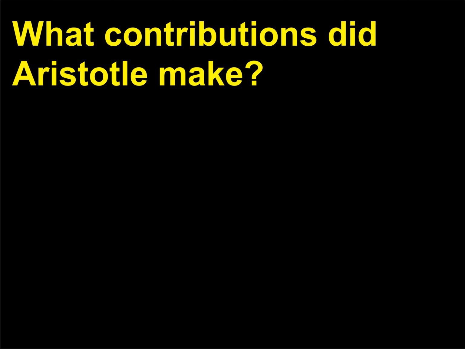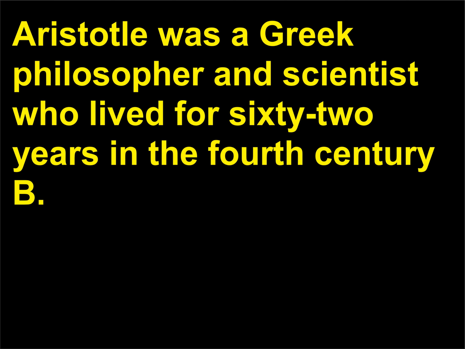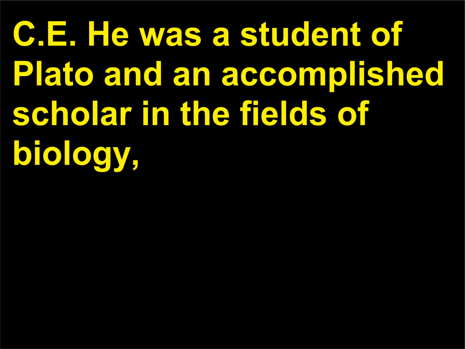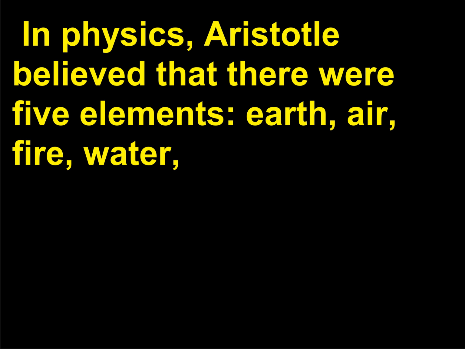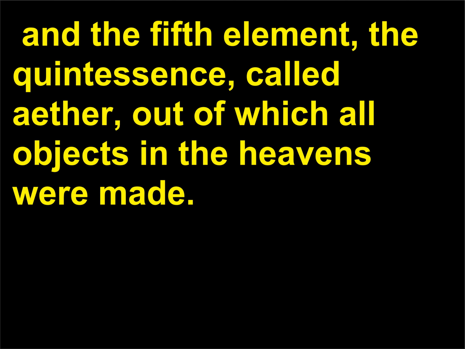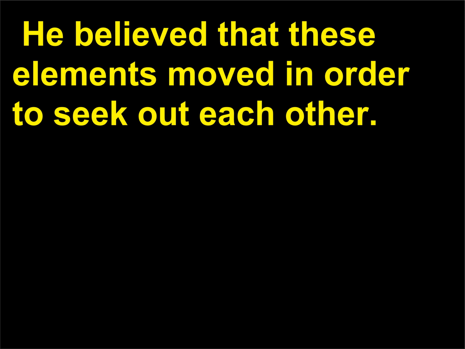What contributions did Aristotle make? Aristotle was a Greek philosopher and scientist who lived for 62 years in the 4th century BCE. He was a student of Plato and an accomplished scholar in the fields of biology, physics, mathematics, philosophy, astronomy, politics, religion, and education. In physics, Aristotle believed that there were five elements: earth, air, fire, water, and the fifth element, the quintessence, called ether, out of which all objects in the heavens were made.